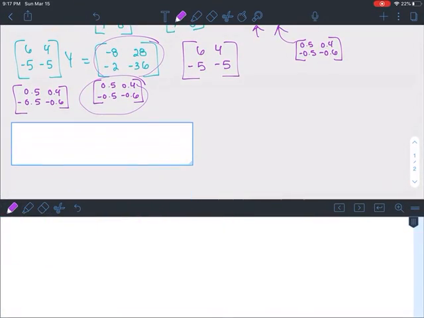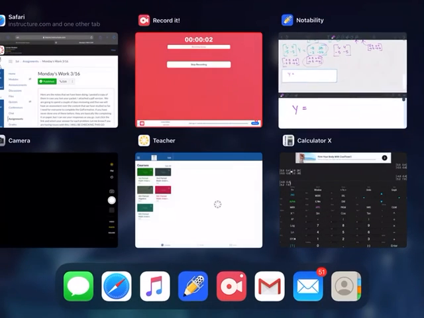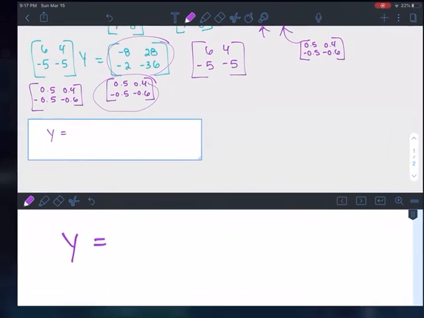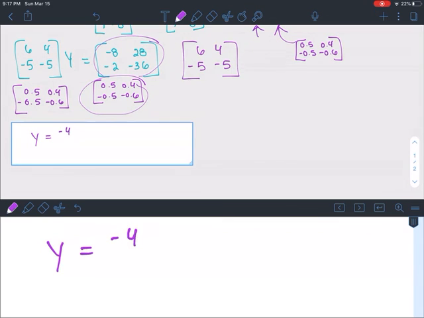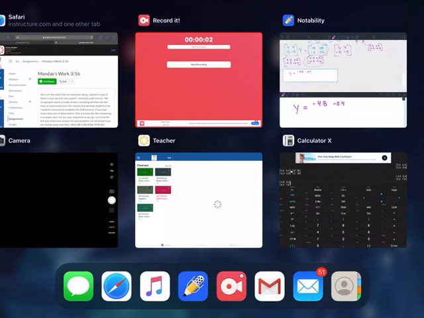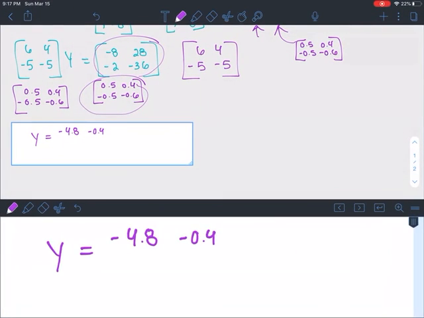All right. So we said that y equals -4.8, -0.4, (5.2), 7.6.